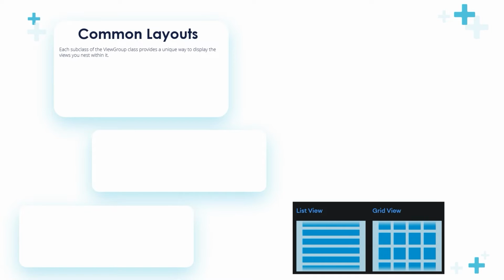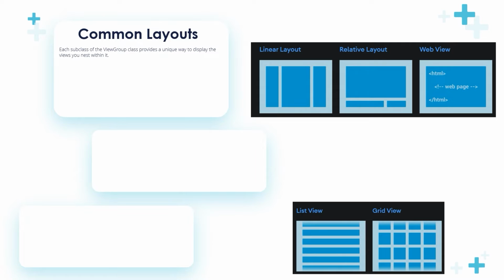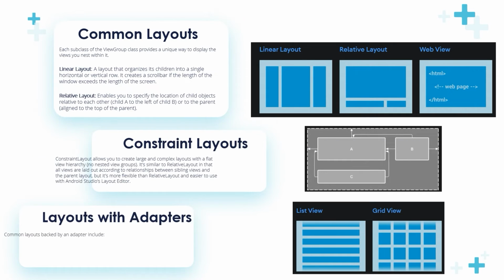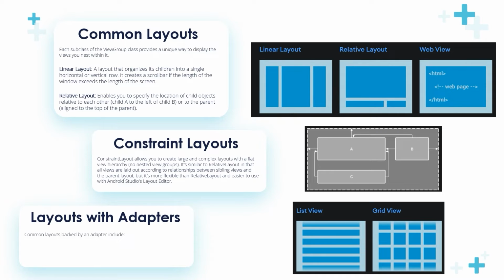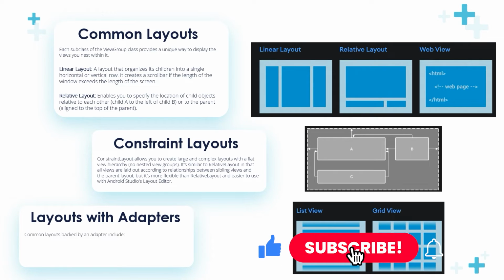The common layouts in Android: each subclass of the ViewGroup class provides a unique way to display the views you nest within, like the linear layout, relative layout, web view, list view, grid view, and the constraint layout. So the linear layout organizes its children into a single horizontal or vertical row. Either you put children in a vertical or horizontal row. It creates a scroll bar if the length of the window exceeds the length of the screen.